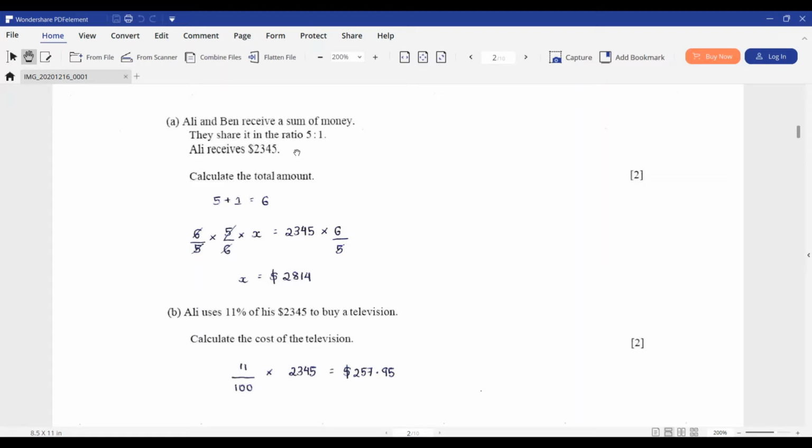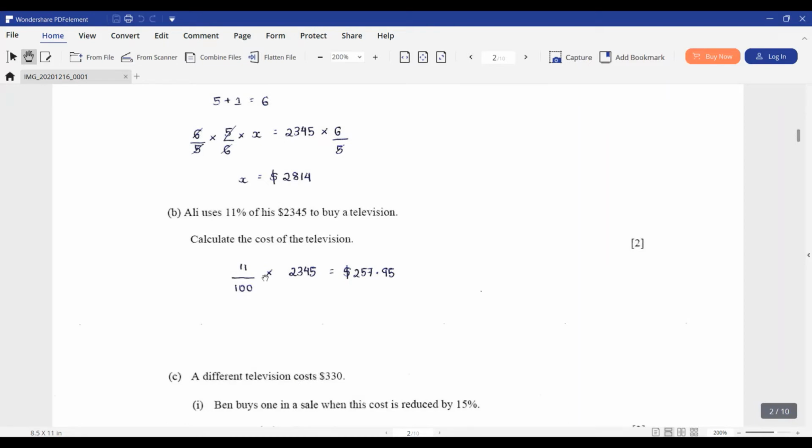So what we want to do first is add the ratios together to find the total sample size. So we're going to do 5 plus 1, we're going to get 6. Now, Ali's share is 5/6. Now the total amount is such that 5/6 of something is 2,345. So we take 5/6 multiplied by x, where x stands for the unknown value, equal to 2,345. So what I do is I multiply by 6/5 on both sides to get rid of the fraction. It's basically removing the fraction so that I can isolate x. So 2,345 multiplied by 6/5 is $2,814.